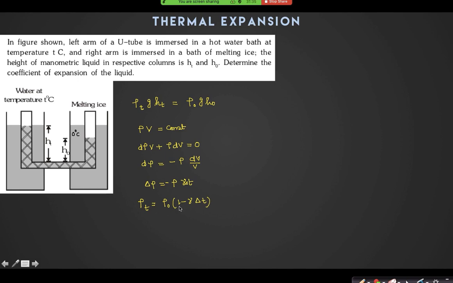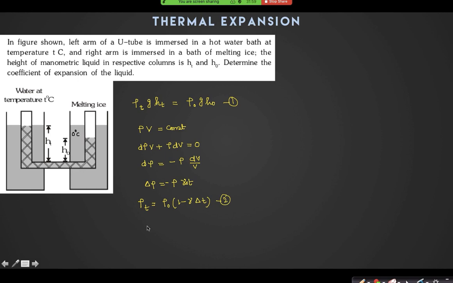So this relation we have to remember. You can remember it. So for density also, if we change the temperature, the density will vary as that of volume. It will decrease.